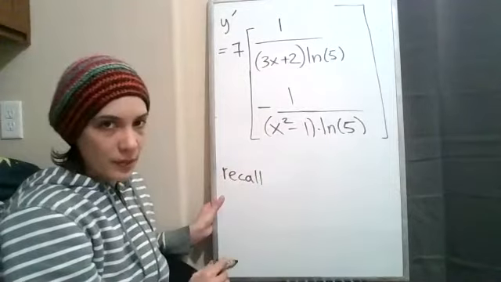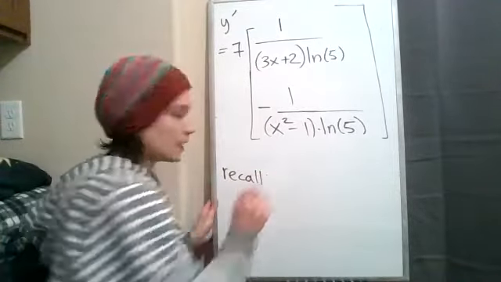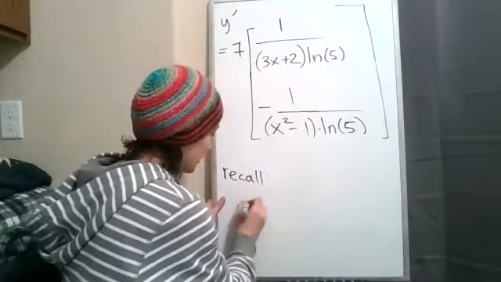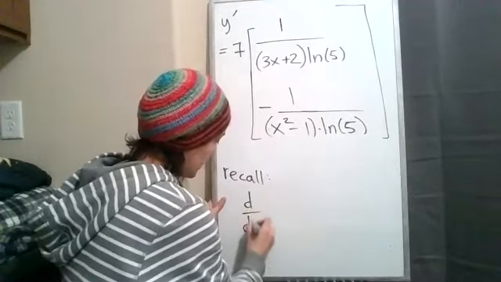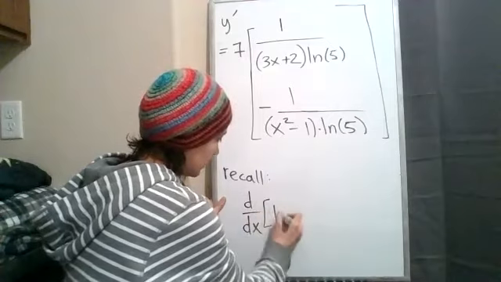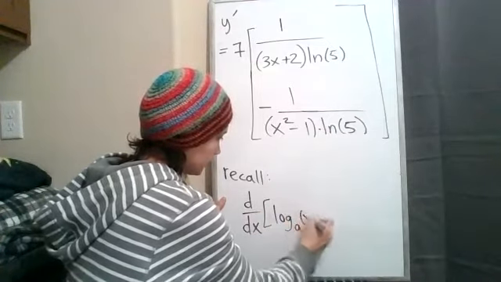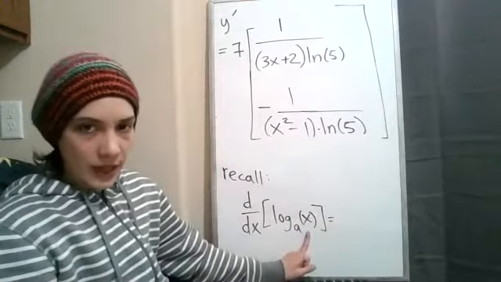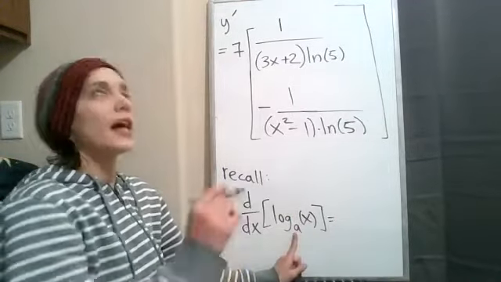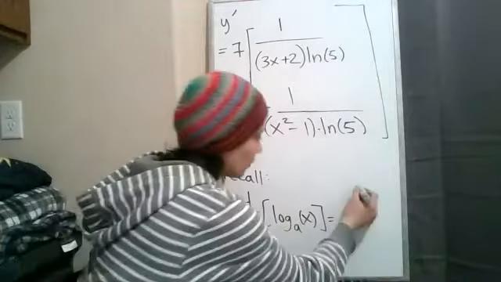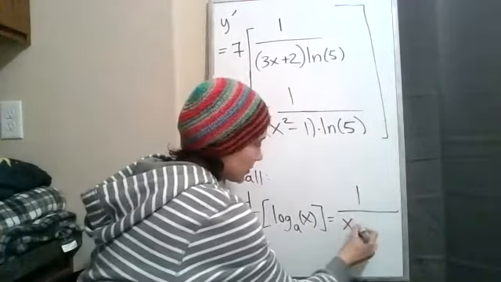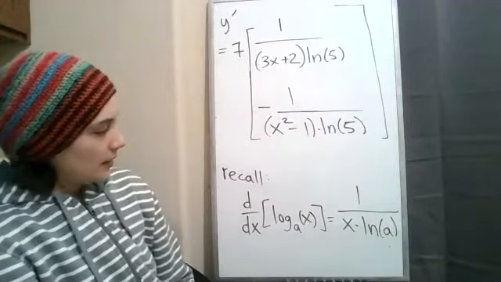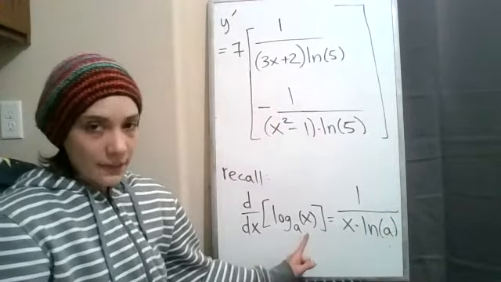Okay, I'm just going to put down what that rule is. So if you have log base a of x, and you do the derivative with respect to x, it's equal to 1 over x times ln of a.